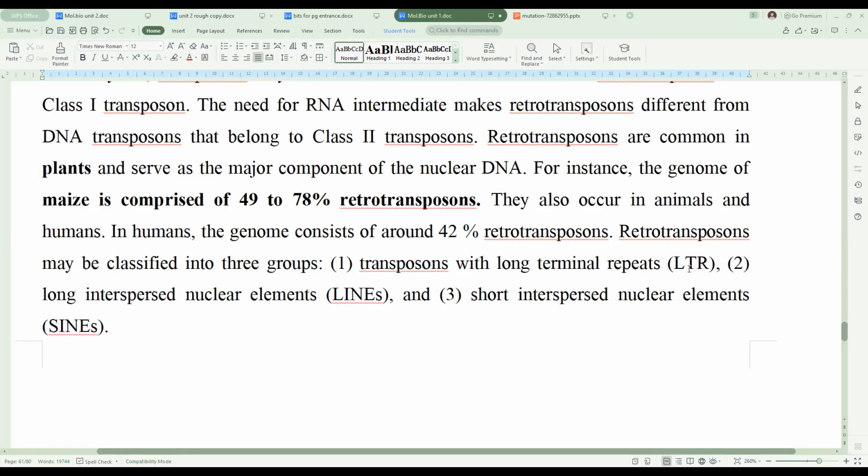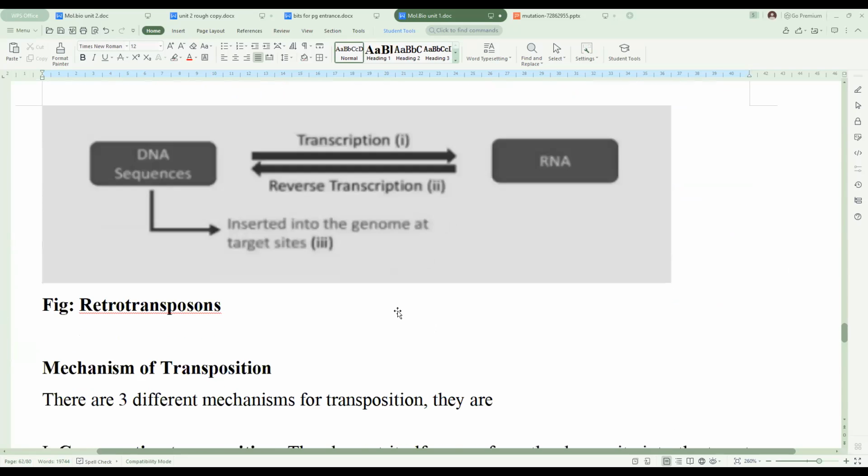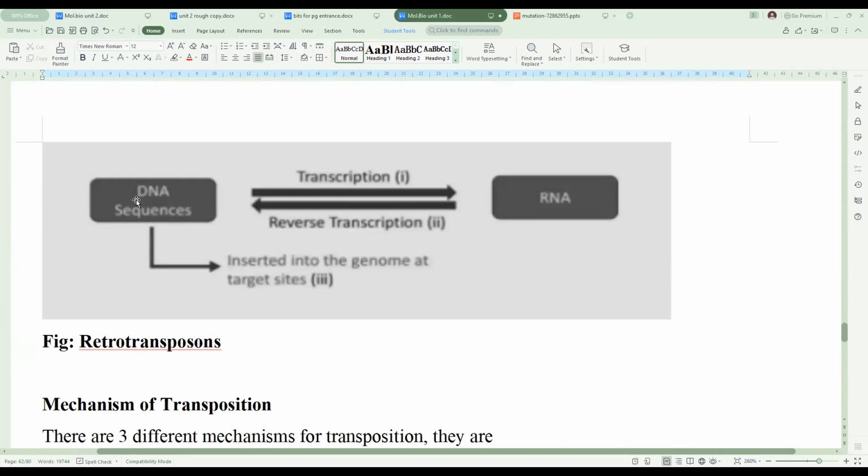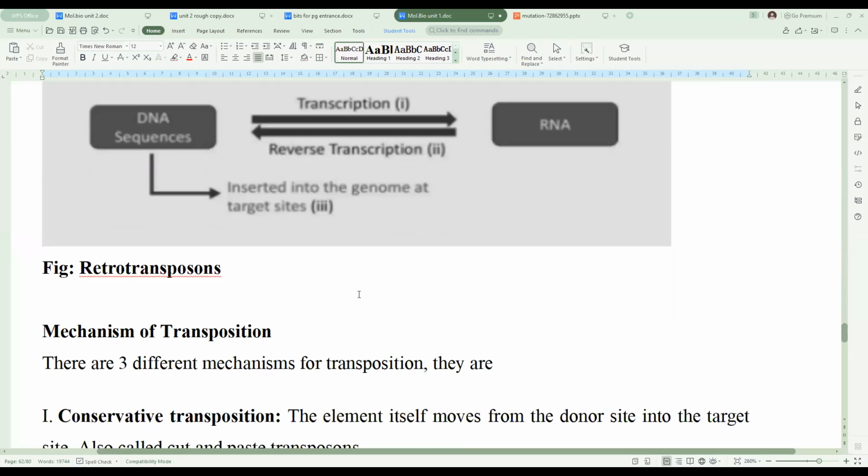LTR means long terminal repeats. They will have long terminal repeats, and they are called LINEs and SINEs. LINE means long interspersed nuclear elements, SINE means short interspersed nuclear elements. These are part of humans. So this DNA is converted to RNA and RNA is converted back to DNA by reverse transcription.